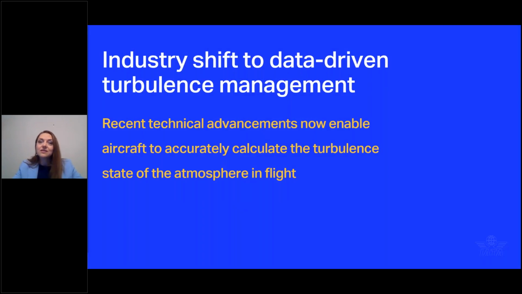The good news is that there's been a lot of technological advancements in the last decade or so that is now enabling the aircraft to really measure turbulence in flight and send this objective automated data to the ground in real time to really help with turbulence mitigation using objective measurable data. Next slide, please.